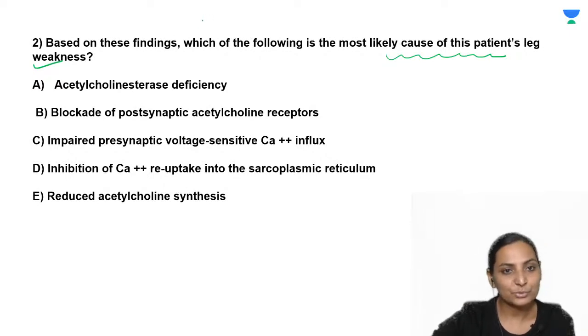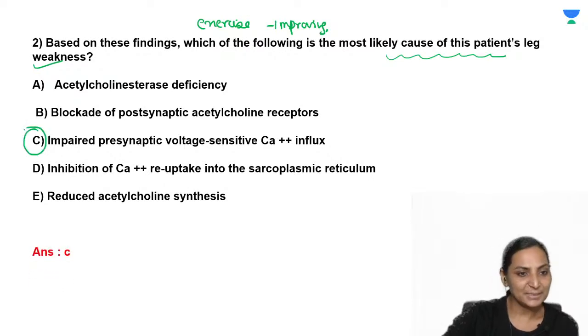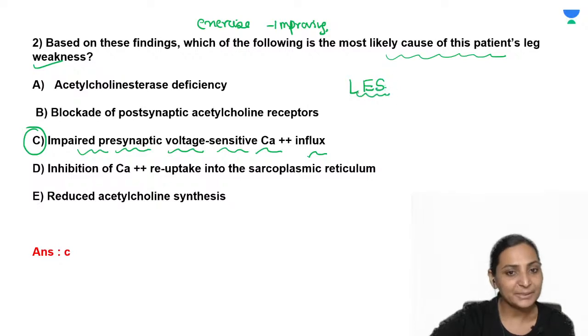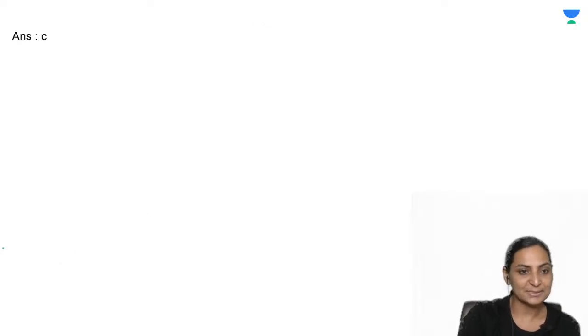Yes, so the very important clue being given is that exercising is improving the symptoms, right? You have to remember whether rest is improving the symptoms or whether exercise is improving them. So this becomes C. That means there is impaired presynaptic voltage sensitive calcium channels, and if there is something which causes improvement with the work done, it takes us towards Lambert-Eaton syndrome. If it is Lambert-Eaton syndrome, it is going to be presynaptic. That means it is going to affect the voltage gated calcium channels.